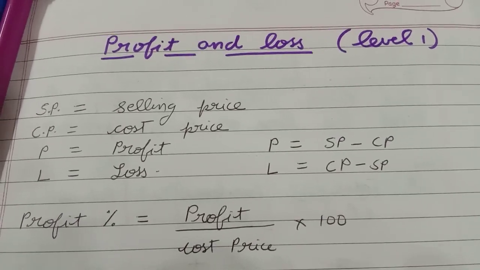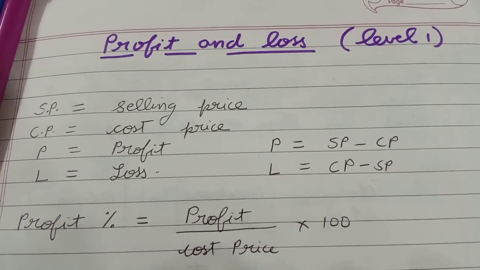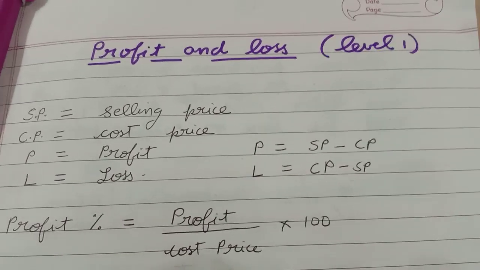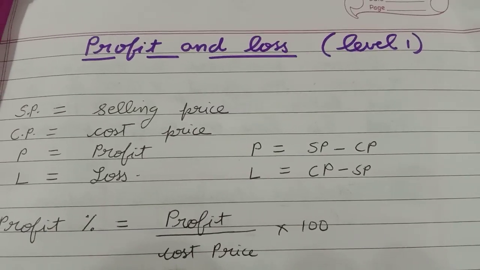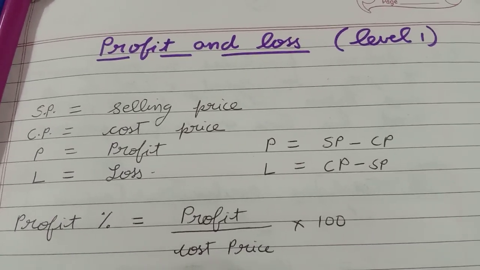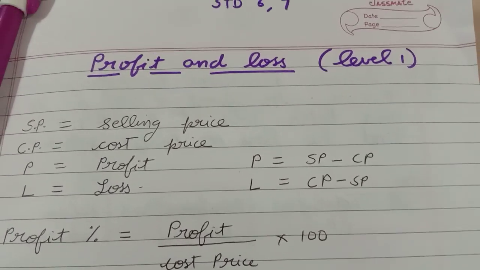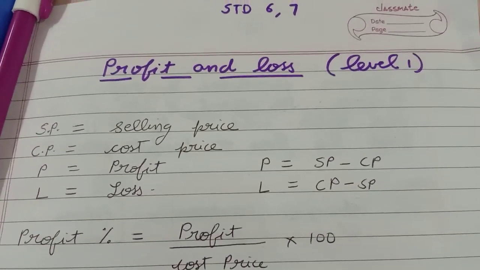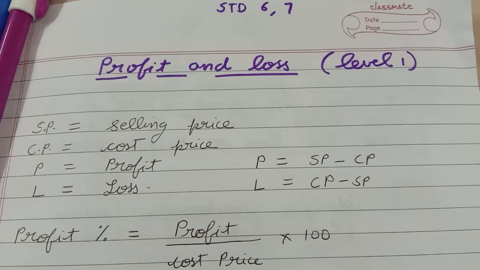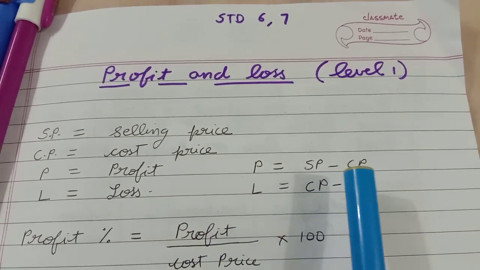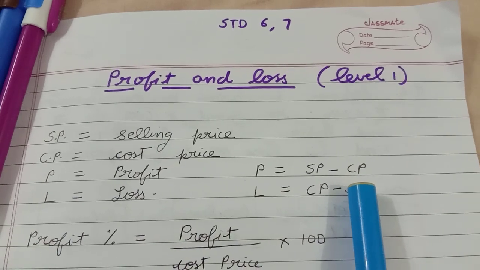Let us take an example. Say I bought an article for rupees 100 and sold that article for rupees 120. I bought it at 100 and sold at 120. So my selling price is more than the cost price. That means I am in profit. So the formula for profit is selling price minus cost price.